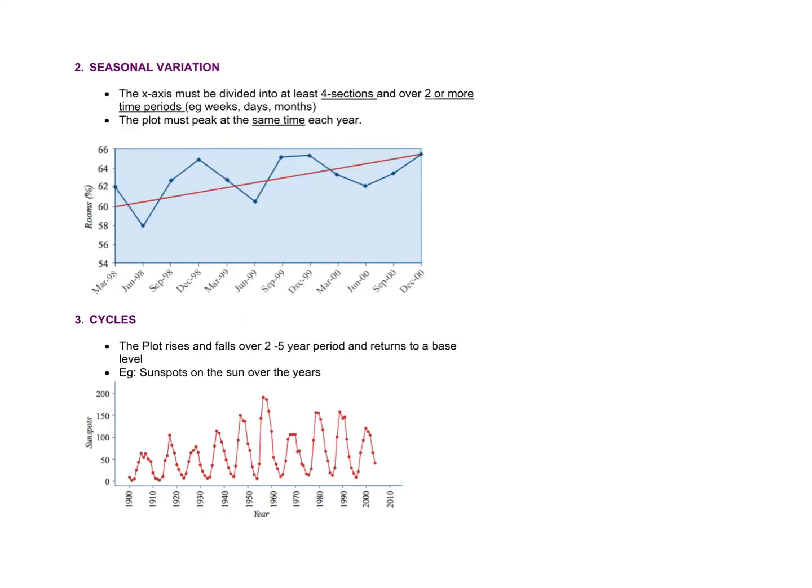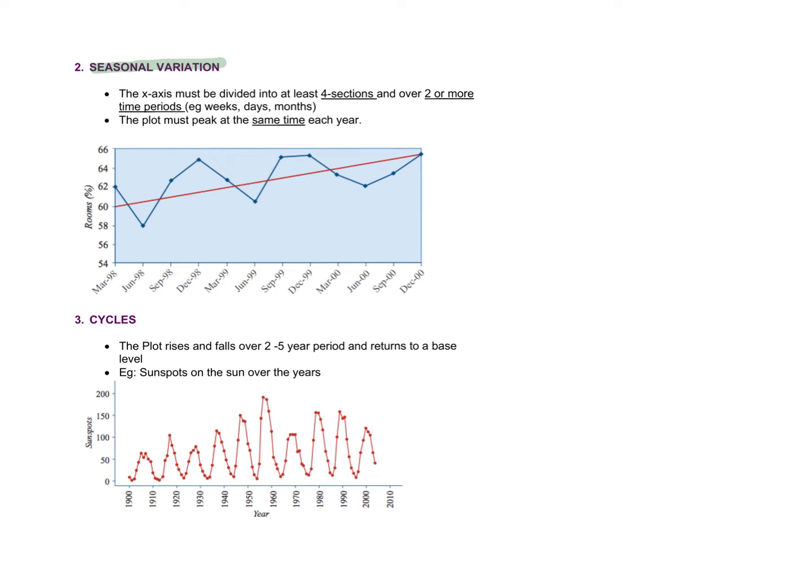All right, the second thing we could look at in a time series, and this just means we might see it, but there may be this or there may not be, so you need to be able to look for it, is called seasonal variation. What that means is, it says here the x-axis must be divided into at least 4 sections over 2 or more time periods. You need to be able to see it fairly regularly to say that it is seasonal.